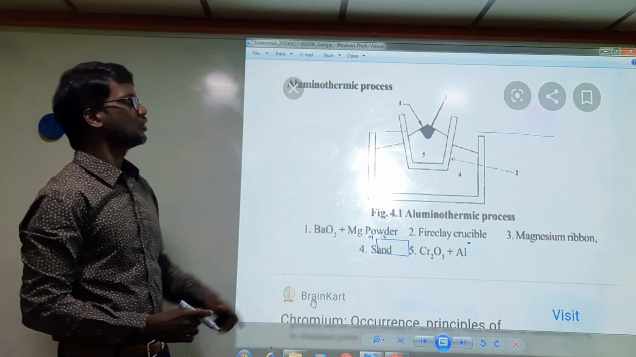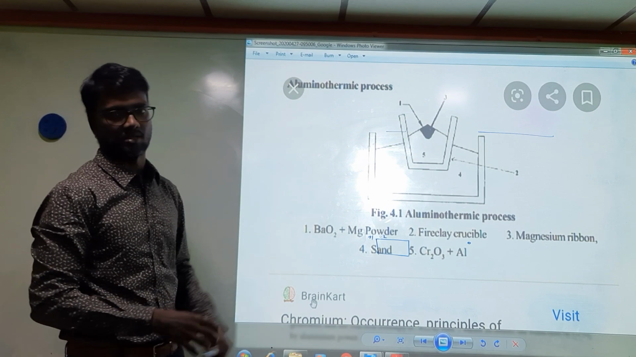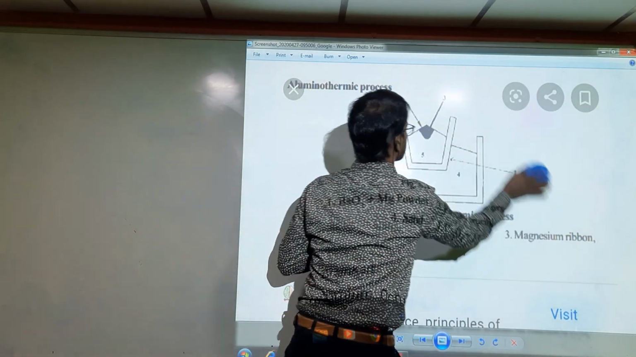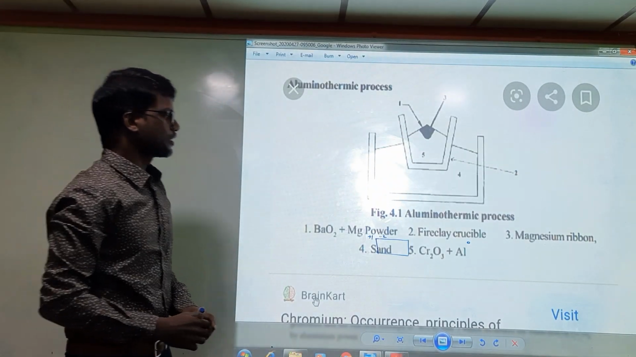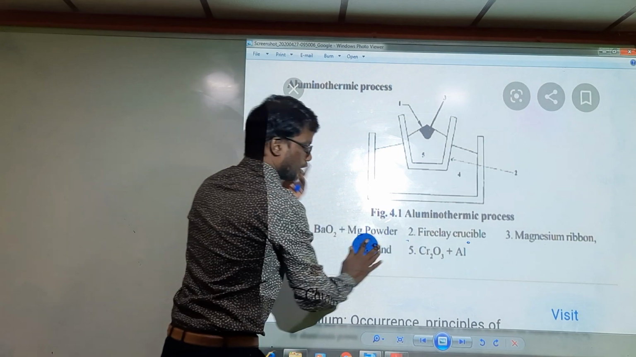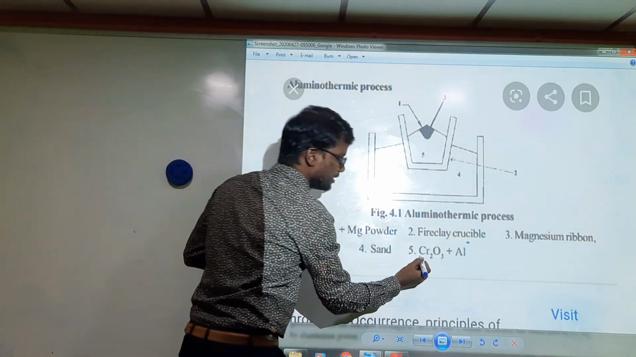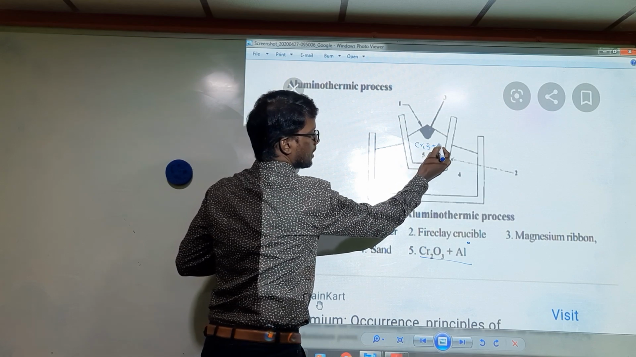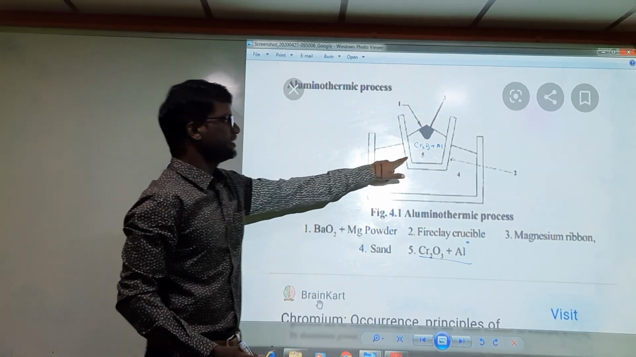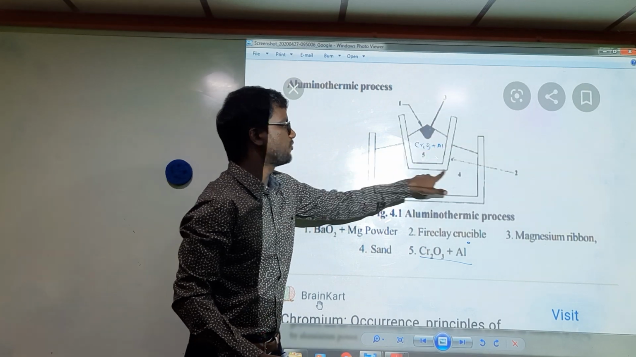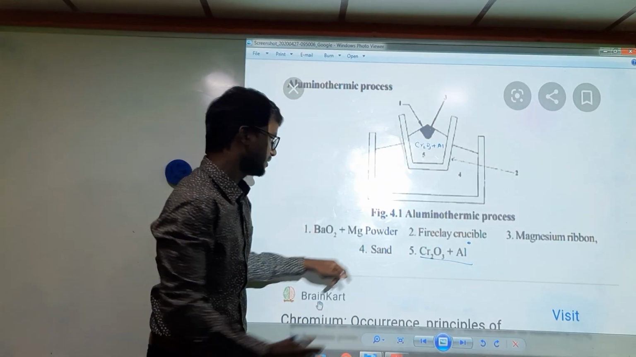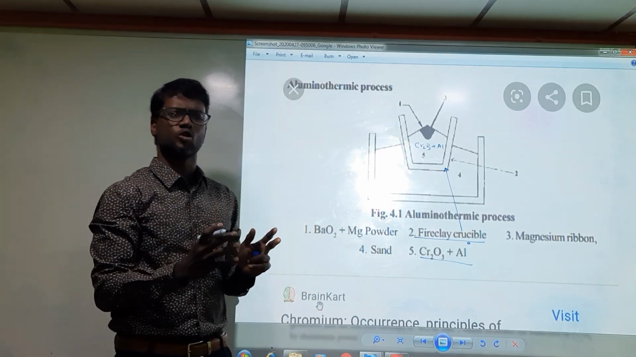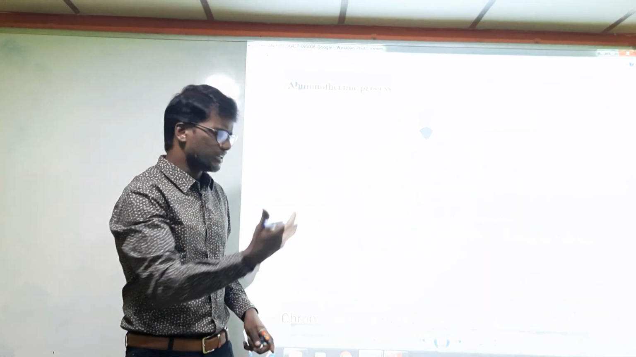So we'll go for the aluminothermic or aluminothermite process. In this process they go like this. The chromic oxide, the metal oxide, is mixed with aluminium. Cr2O3 plus aluminium is taken in a fire clay crucible. This is what we call a fire clay crucible. You can just see 2 over here, that is the fire clay crucible. So what is a fire clay crucible? It's just an apparatus or vessel.